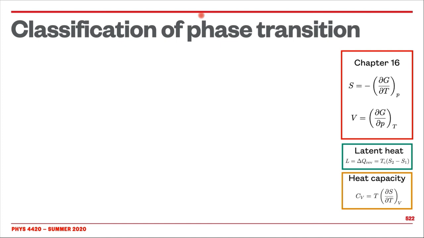This is one of the places where we actually use a lot of knowledge from previous chapters. So I put it here on the right-hand side of this slide. These are equations that we already used quite a couple of times, where we saw that the entropy is related to minus the derivative of the Gibbs function with respect to temperature. Volume is the derivative of the Gibbs function with respect to pressure. We also studied that the latent heat is related to a change in entropy. And of course, we also saw that the heat capacity, for example at constant volume, but any heat capacity, is related to a change in entropy itself. So basically, the heat capacity is related to the second derivative of the Gibbs function, right?